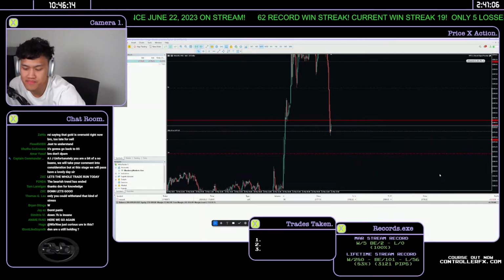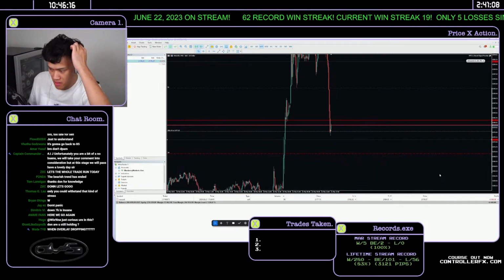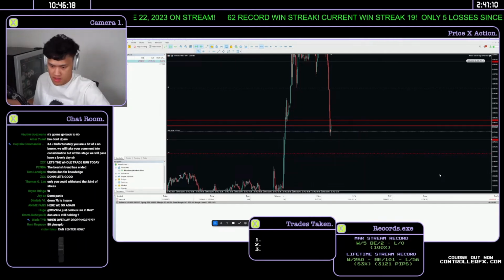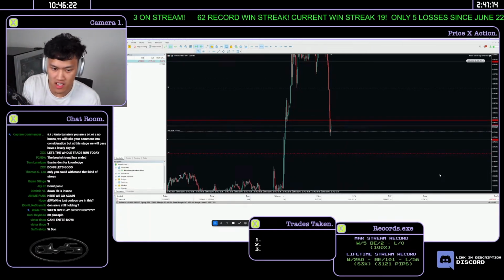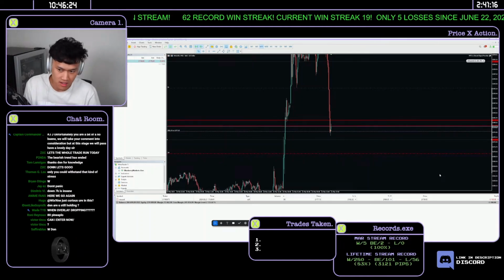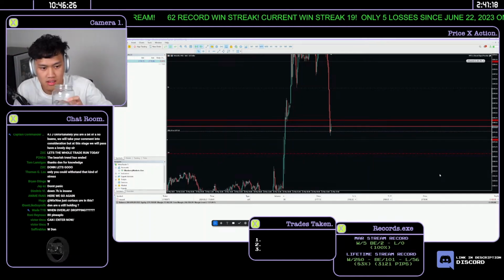Down 7K is insane. Look at it from a percentage perspective, bro, because your account will grow as well to this point eventually, and the same rules apply, right? When you have a $100 account versus a 100K account, it's the same percentages.